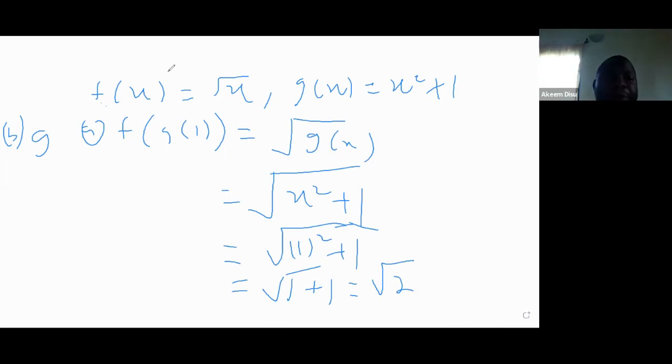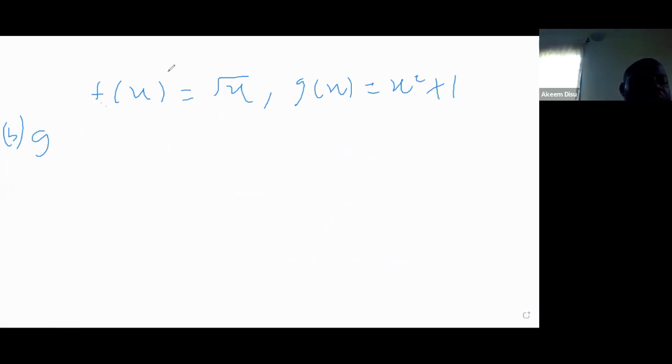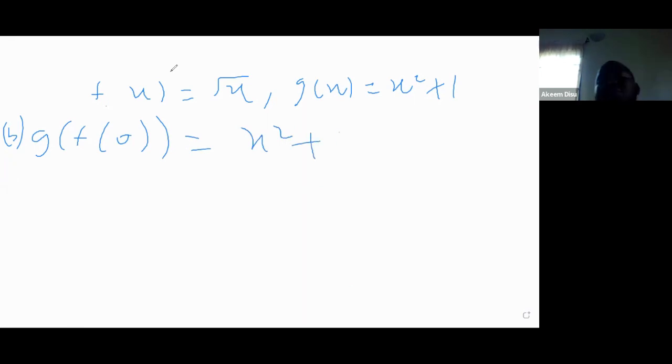Let's move to the B part of it. Then let me clean the solution. Then the B part of it is saying that g of f of 0. This will give us, our g is what? Square root of s squared plus 1.